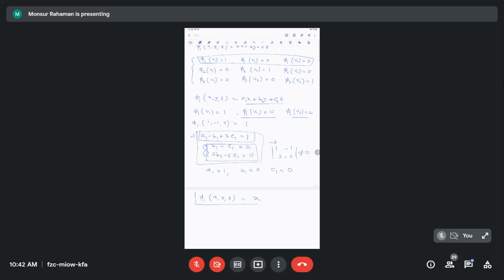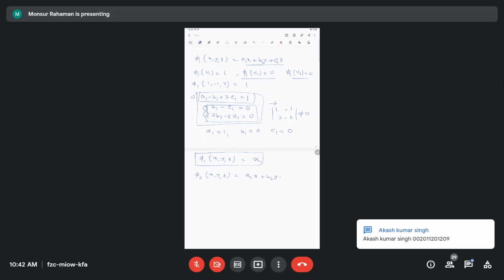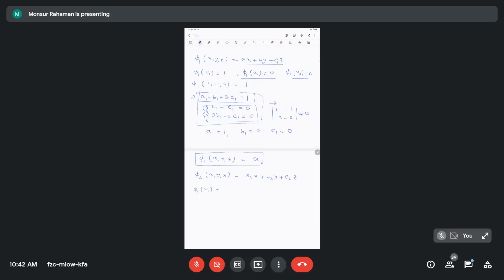So this is the function phi 1, and phi 2 will similarly be calculated. Phi 2 xyz will be like A2x, B2y and C2z, and given phi 2 V1 equals 0, phi 2 V2 equals 0, and phi 2 V3 equals 0.